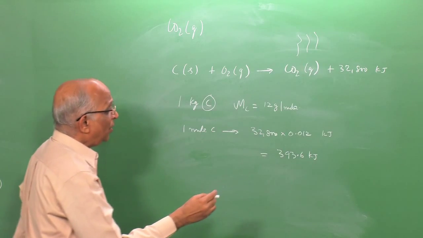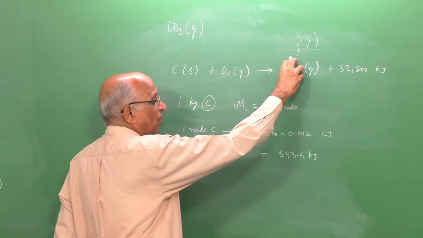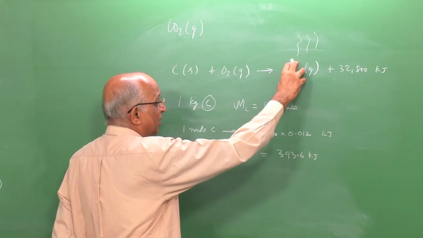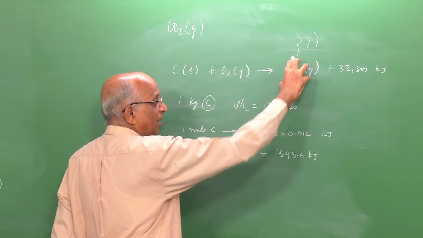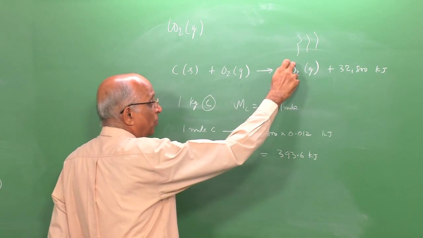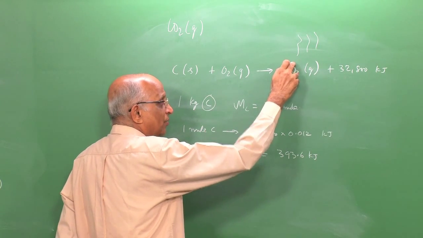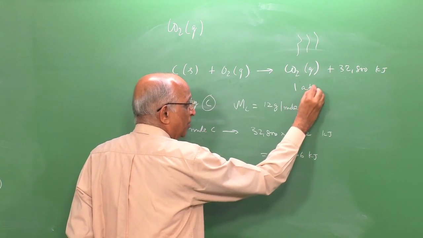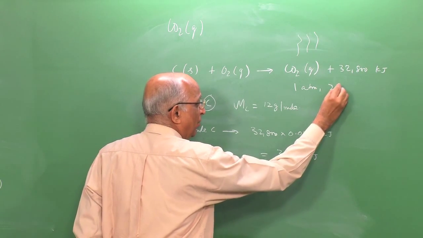What does this heat do? It increases the temperature of carbon dioxide to a high value, because heat is getting generated, and therefore the gases are at high temperature. But mind you, when I talk of heat of formation, I am talking of the heat of formation of carbon dioxide at 1 atmosphere pressure and at a temperature of 25 degrees centigrade.